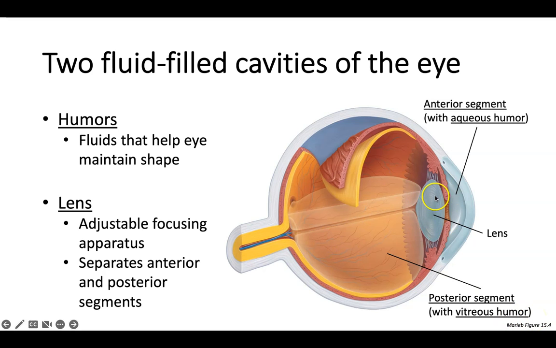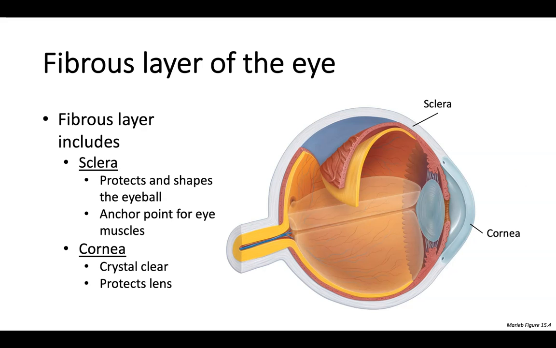That lens right there in the middle that separates those 2 cavities not only is an adjustable focusing apparatus, but it is the separation point between the anterior and posterior segments.